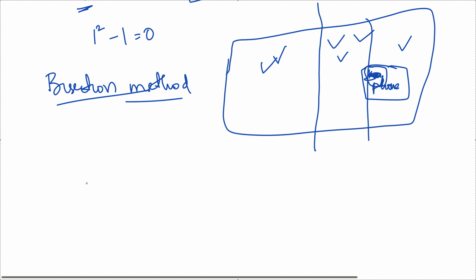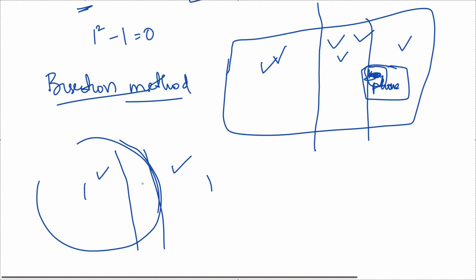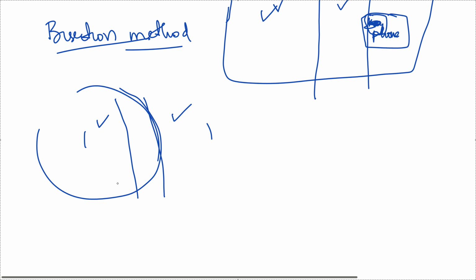Okay, we take an interval and we divide the interval, and we check if the root can be from this one or this part. And then again we try to shrink the interval further. If we feel that it's from this part of the interval, we again shrink the interval and we try to check where the root is.